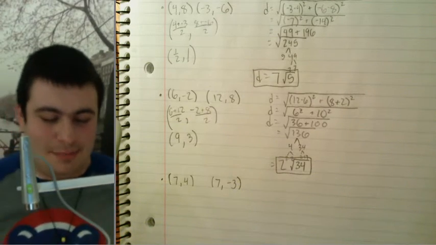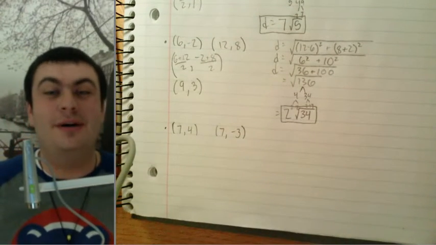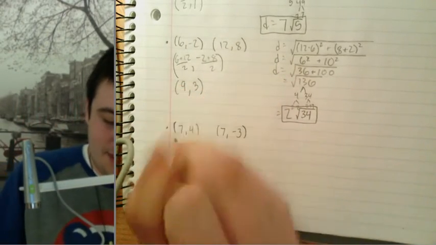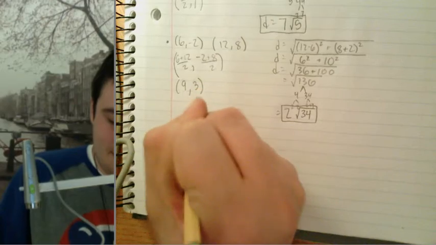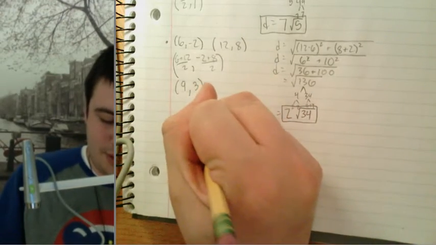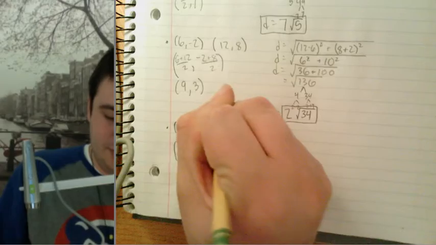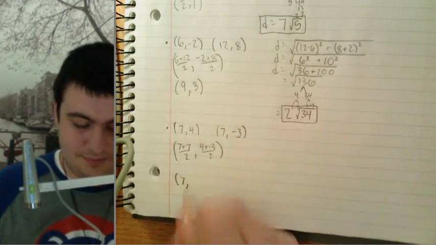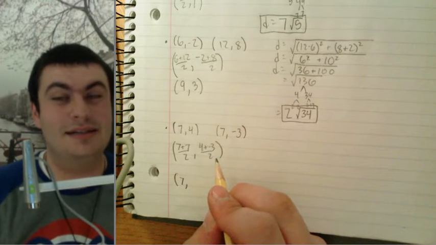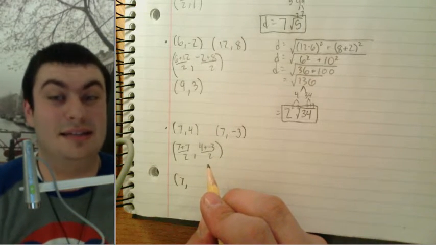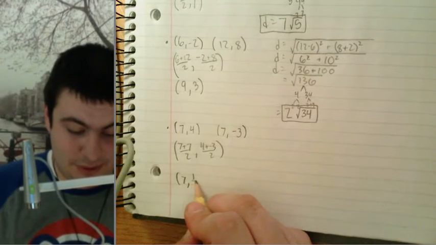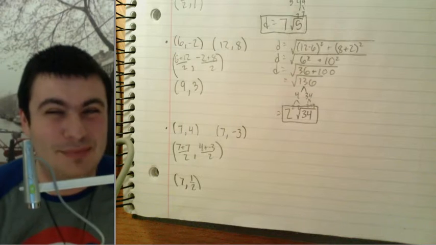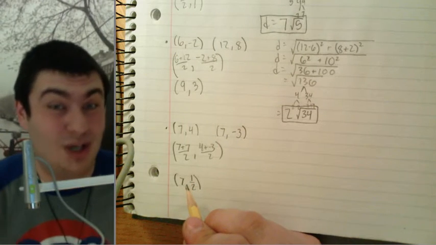Let's do one last example, why not? So we have 7, 4, and 7, negative 3. So looking at our x's, we have 7 plus 7 over 2, comma 4 plus negative 3 over 2. 7 plus 7 is 14, divided by 2, that's 7. 4 plus negative 3, that is 1 divided by 2. That's 1/2. So the midpoint is 7, 1/2. Do you notice that the x's were the same? So the x of the midpoint is also going to be the same.